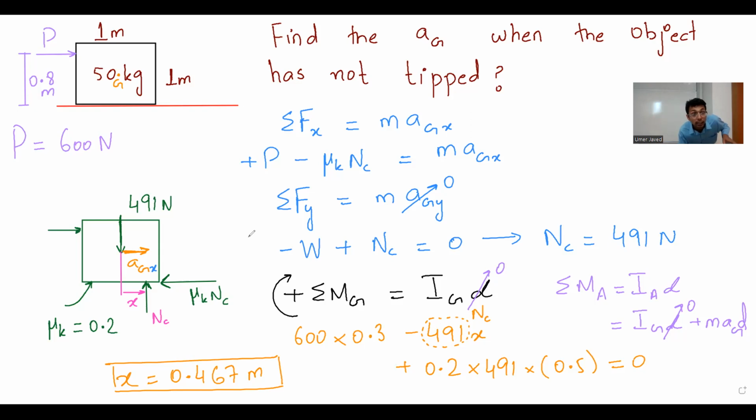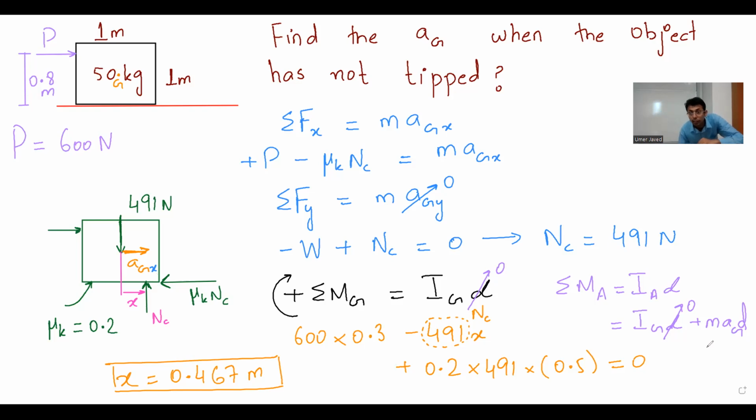And that's why this distance, 600 into 0.3, is used, because I'm doing the summation of moment about the center of mass. By the way, for your own clarity, you can do one more thing. You can also do the summation of moment about this little point A, let's say.